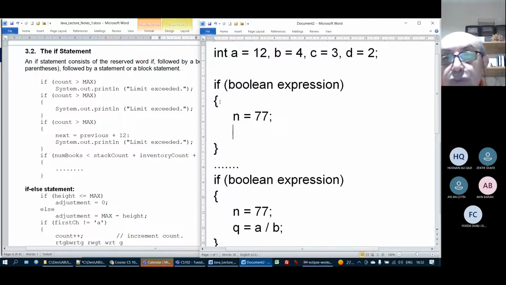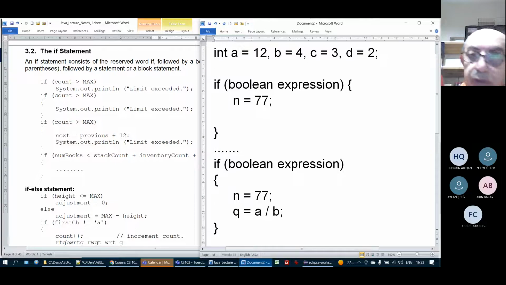So I advise you to use, even if there is only a single statement, open curly brace and close curly brace after the if statement. And of course, put an indentation inside the block. When we have a block, this is a block of statements. When there is a block, the statements inside the block are indented by 1 compared to the curly braces.